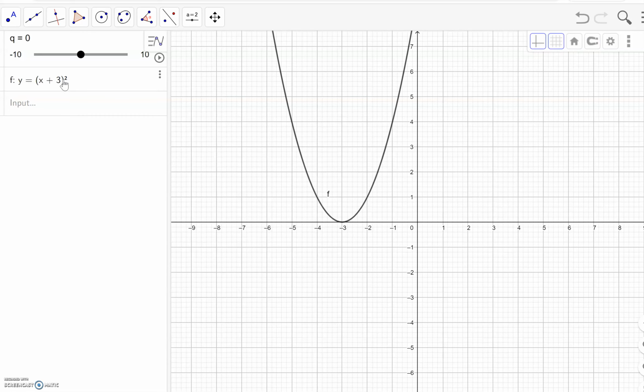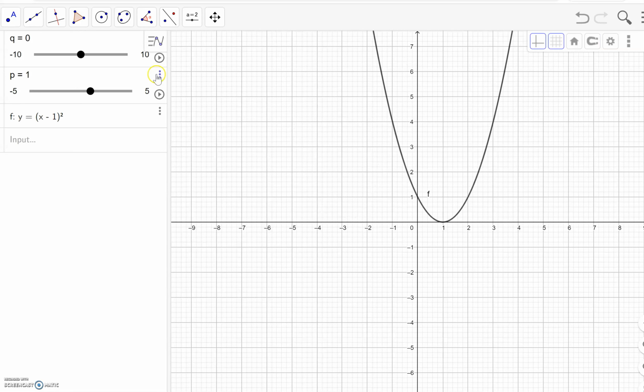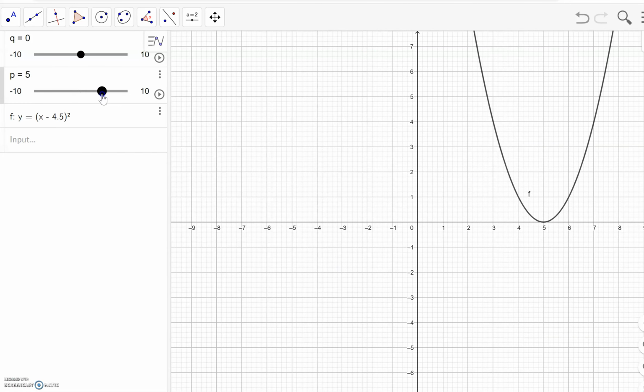Now, this is actually the opposite of what you would normally expect. Normally you would expect that if you want to move something right, you would make it plus, and if you want to move something left, you would make it minus. But actually, we're going to make a p slider. The standard formula for this is x minus p squared. If p is positive, then it stays as x minus that. So we are making our p value positive to move it to the right.